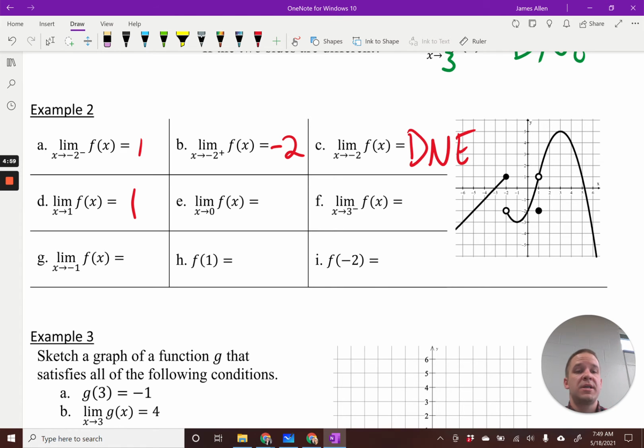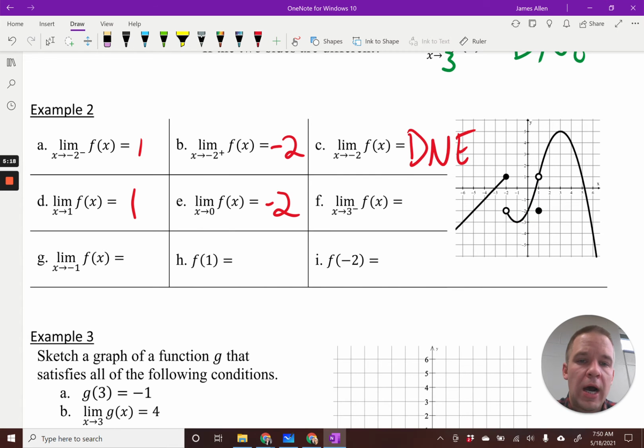Okay. The limit as x approaches 0. The limit of f of x as x approaches 0. Well, it's approaching negative 2 from the left and from the right. So negative 2 would be my answer here. All right.